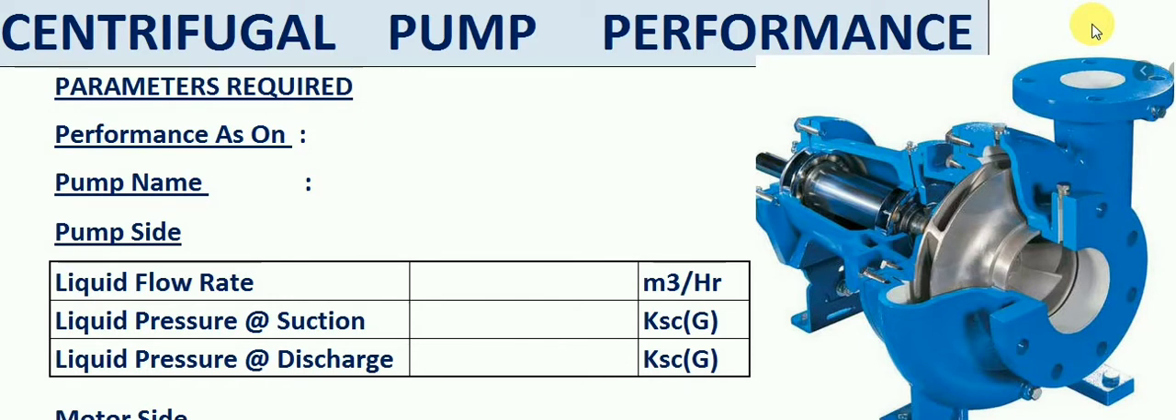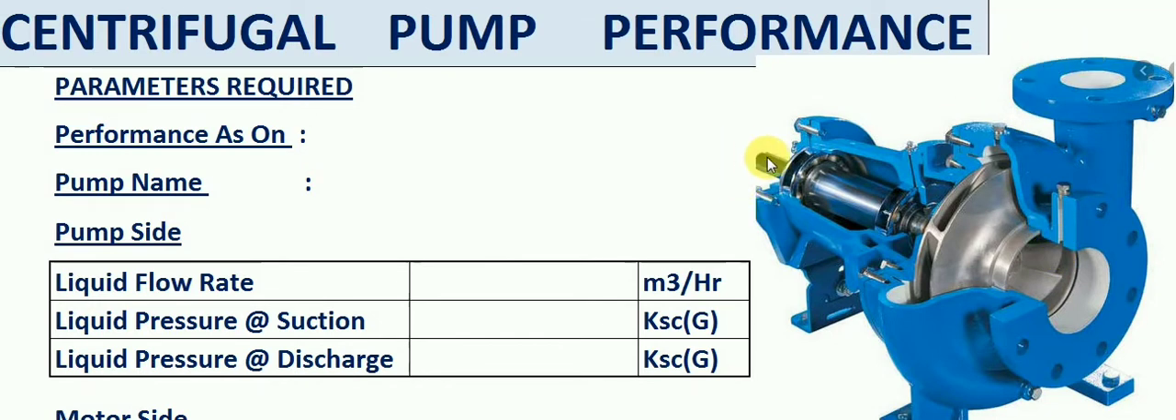So how to calculate the efficiency of the pump? By this method, we can calculate very easily with the minimum parameters. We require the discharge flow of the pump, and then the suction pressure. Normally we have pressure gauges and discharge flow meters, and the discharge pressure. We need these 3 parameters on the pump side.